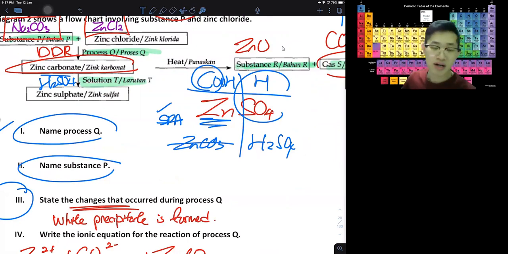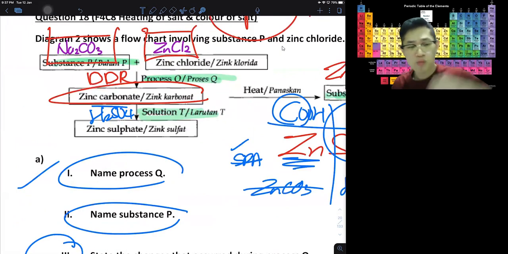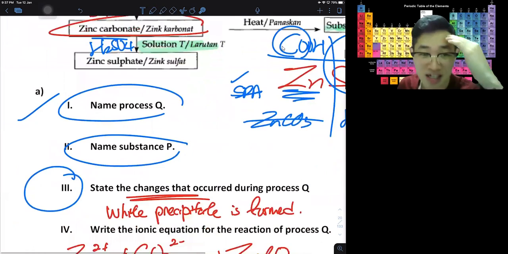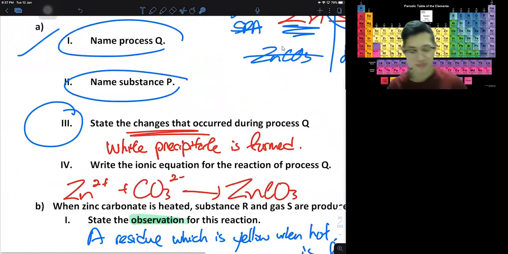Okay, Isabel, very good. Excess what? Which one is in excess? You have two reactants now, zinc carbonate and sulfuric acid. Which one has to be in excess? Isabel, very good. The answer, sorry, Jeremy, the answer is zinc carbonate.